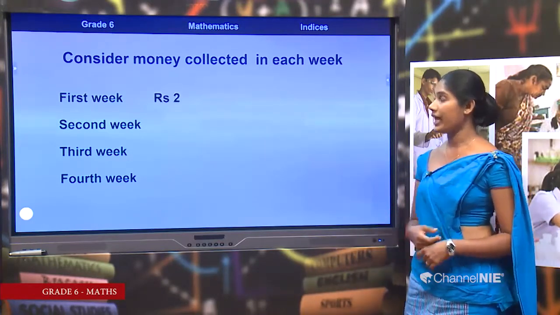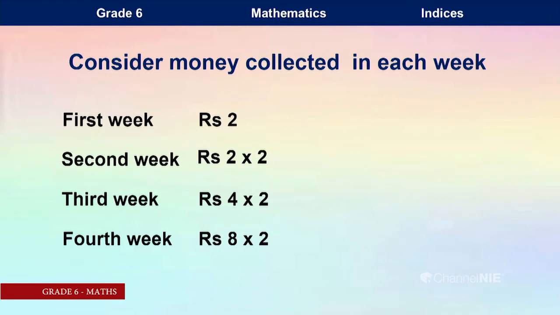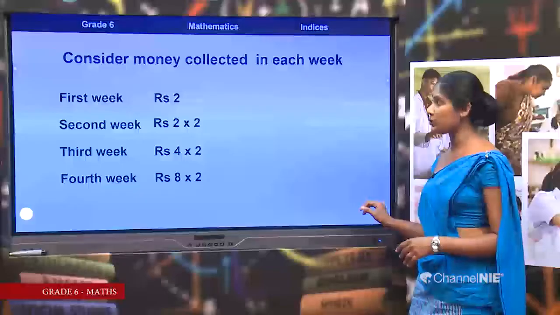Then consider the money collected in each week. First week, I have put a 2 rupee coin. Second week, I have put twice of the first week. That means 4 rupees. Third week, I have put twice of the second week. That means how many rupees are there? 8 rupees. Very good. Then fourth week, how many rupees are there? That is twice of the third week. Third week I have put 8 rupees. Twice of that means 8 times 2, that is 16 rupees.